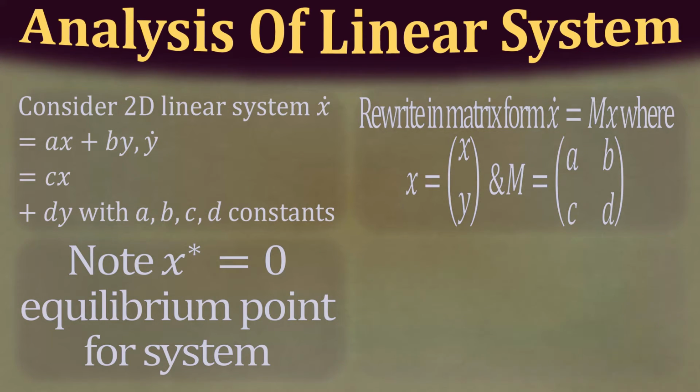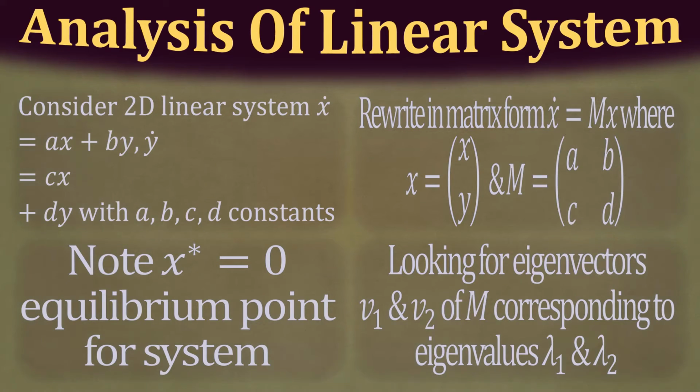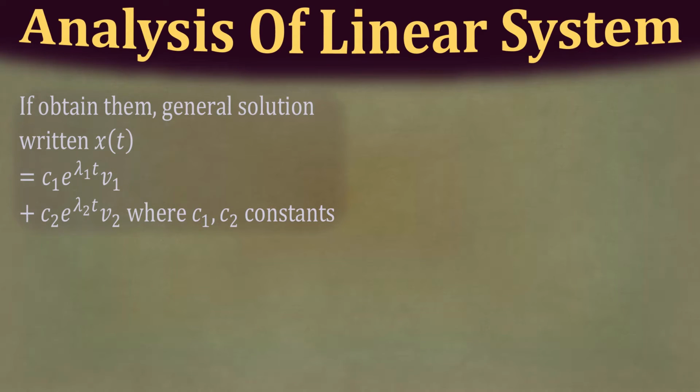Note that x star equals 0 is an equilibrium point for the system. We are looking for the eigenvectors v1 and v2 of M corresponding to the eigenvalues λ1 and λ2.